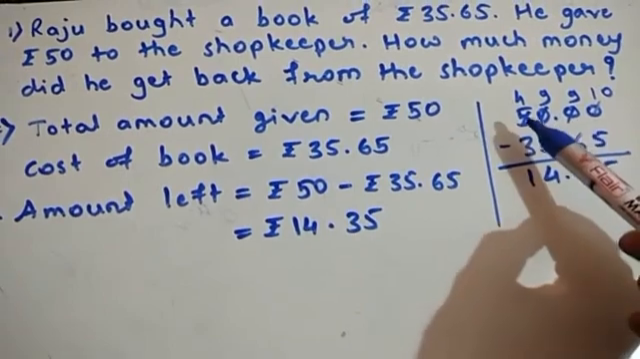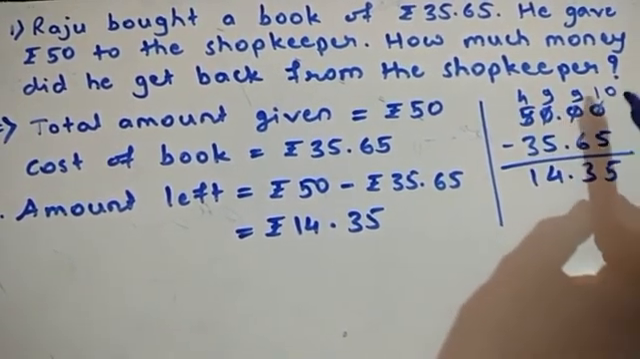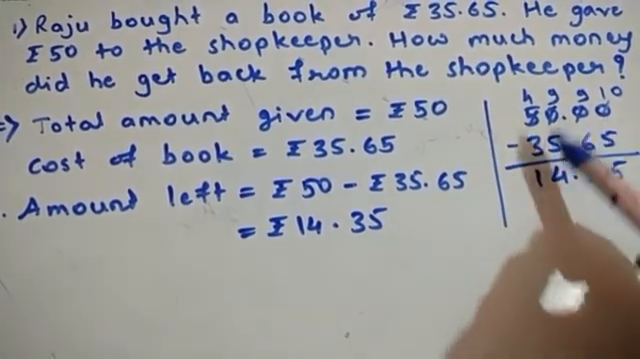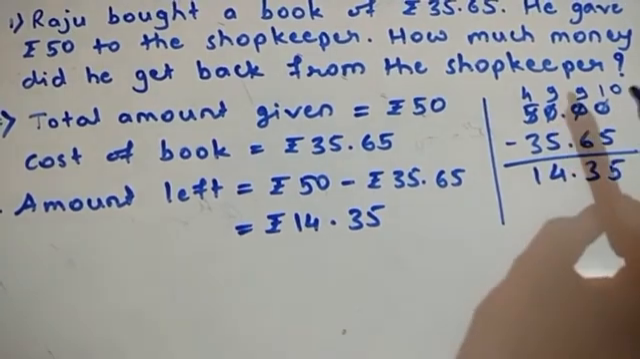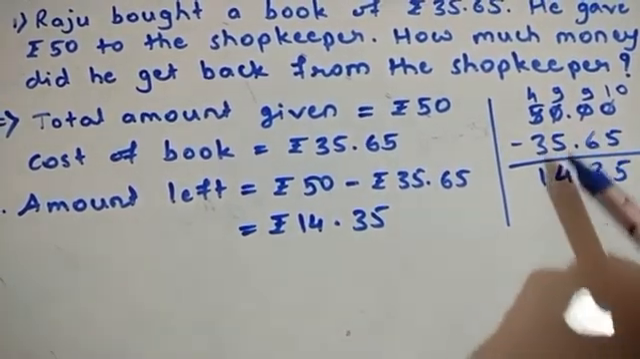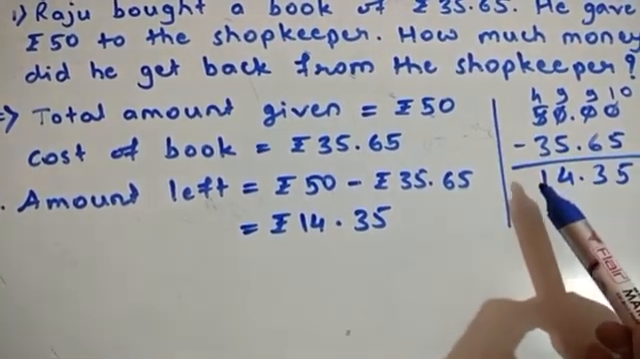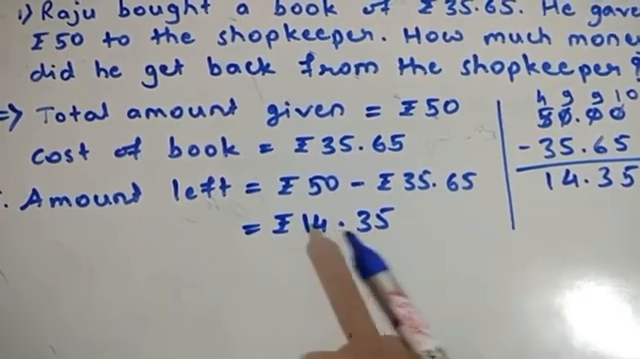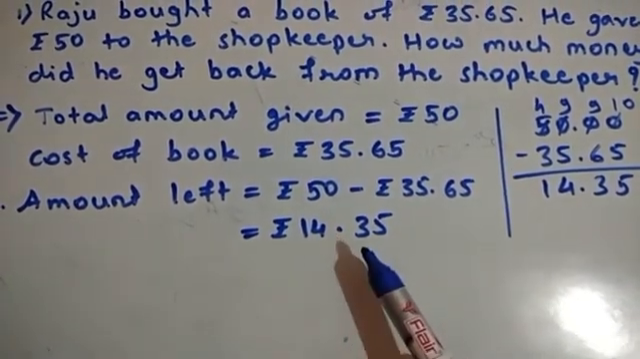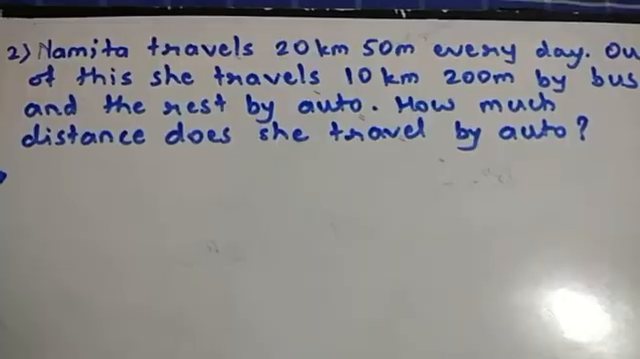Borrow 1 from here, and now this will become 9, this one also 9, and this will become 10. Now this way of subtracting one number from another number, we know very well. So now you can see here 10 minus 5 is 5, 9 minus 6 is 3, then decimal point. Now 9 minus 5 is 4 and 4 minus 3 is 1. Therefore answer is 14.35. Therefore difference is rupees 14.35, and this is the amount that shopkeeper will give back to Raju.